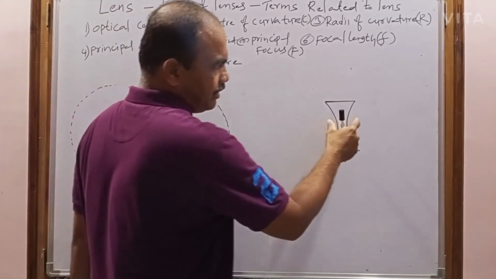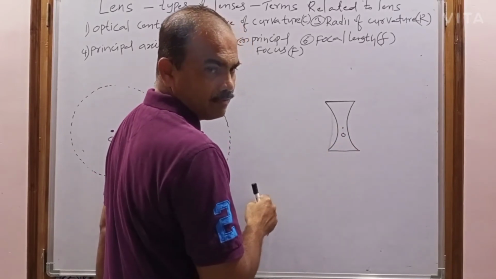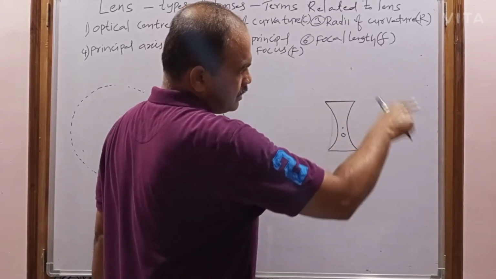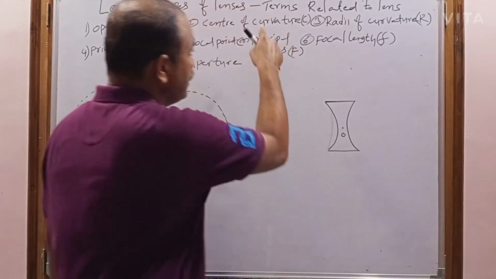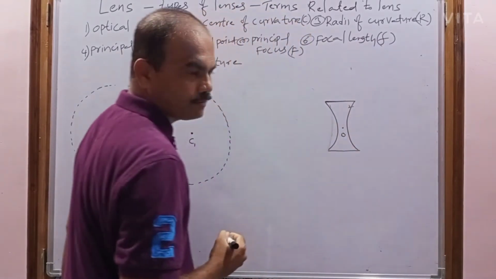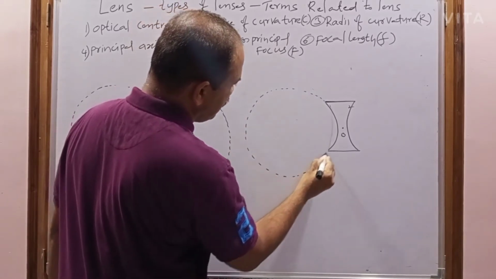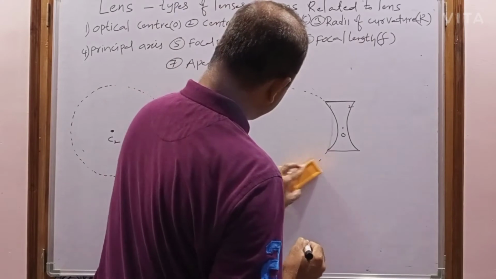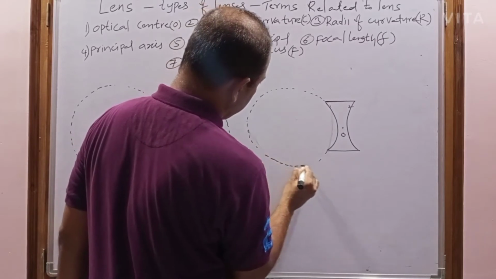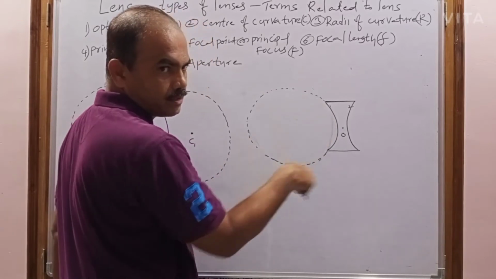In the same way, when I draw the spheres by taking these two surfaces of the concave lens, you get the spheres. That center of the sphere is known as what? Center of curvature. I am drawing here. Let us imagine this is the first surface and this is the second surface. By taking the first surface, when I draw the sphere, you get the sphere. This is the sphere drawn by taking this first curved surface as a part.